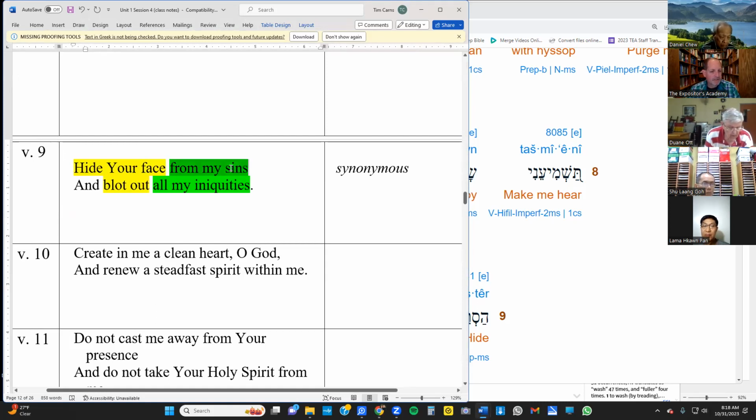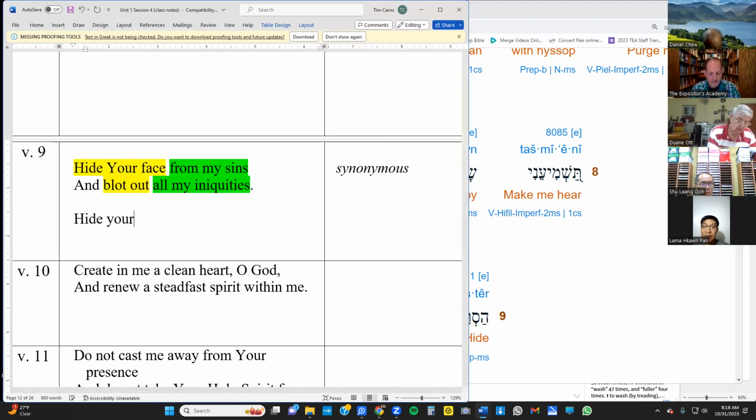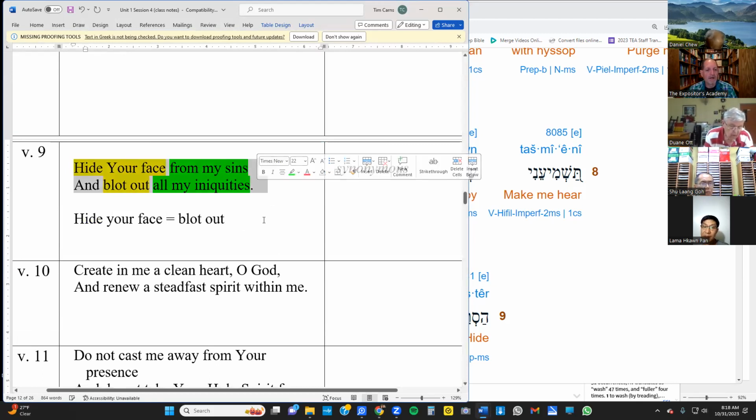Hide your face from my sins, blot out all my iniquities. So again, we have my sins, my iniquities. Those are synonymous. And then hide your face and blot out. They're a little different, but again, recognizing that this is synonymous, notice he's expressing how blotting out or erasing his sins is a similar idea to hiding his face from them. So we get some insight there. Now, question is, okay, is this a chiasm? Because in the English translation, it's not.